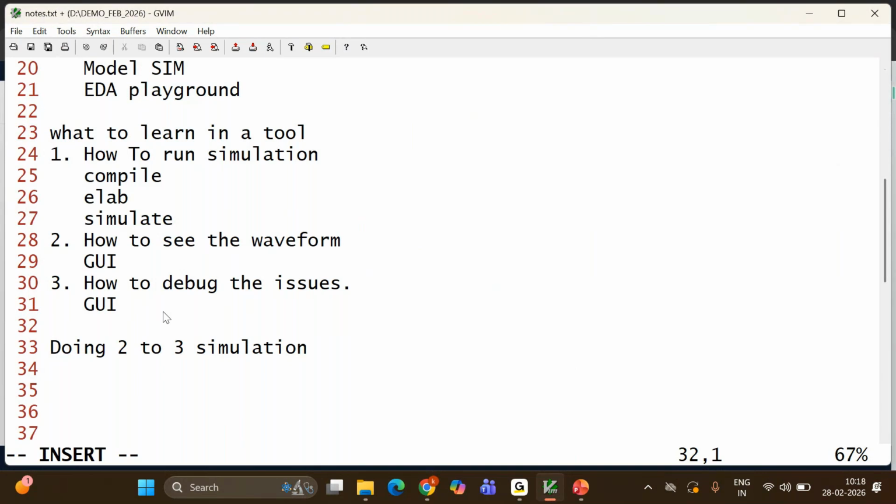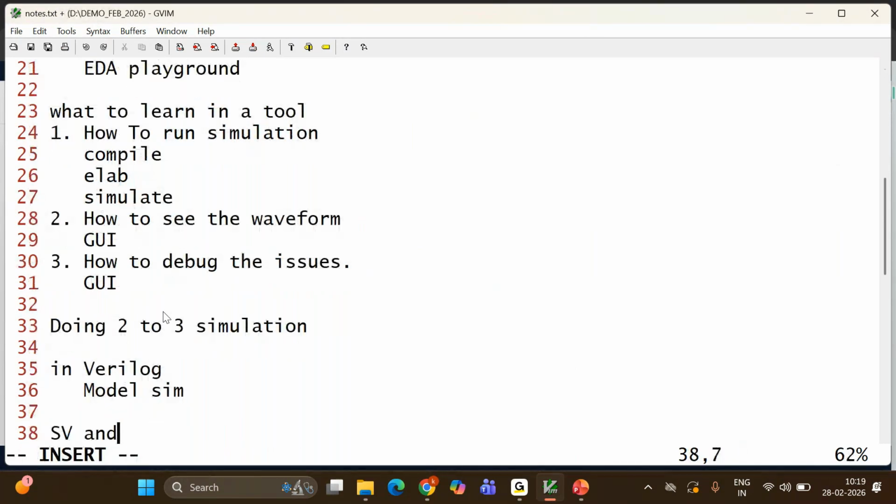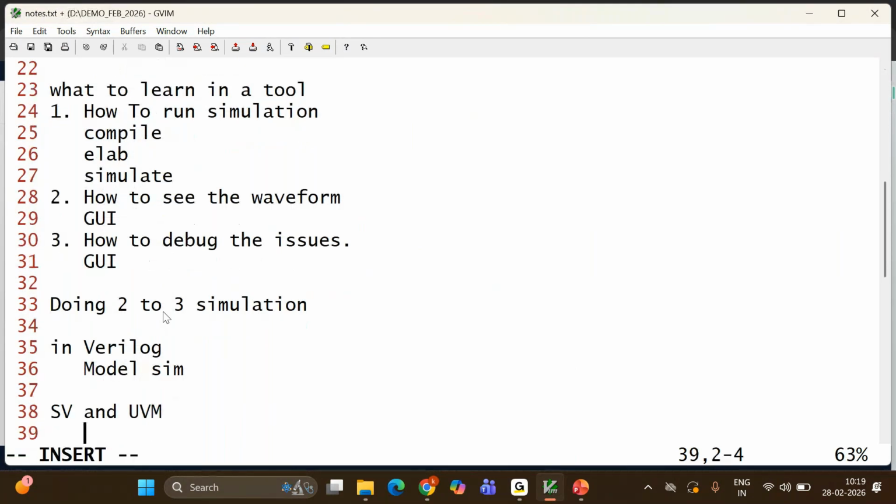What I mean by that is, in Verilog, the entire 1 month of Verilog, we will do using ModelSim. SystemVerilog and UVM, we will do using Questa Sim.